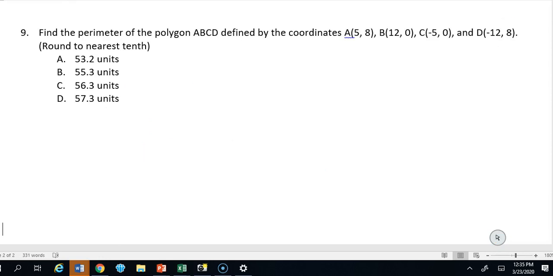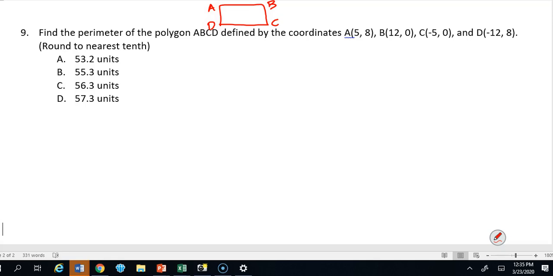So number 9 says find the perimeter of polygon ABCD defined by the coordinates, and it gives us them, and round to the nearest tenth. So to do this, again, I kind of like to draw myself a shape so that I can see it, A, B, C, D, so I can see what my sides are. So what I need to do is find the length of AB and DC and BC and DA or AD. That's what I'm going to do, because this is asking me for the perimeter, and perimeter means just the distance around an object, the outside of an object.